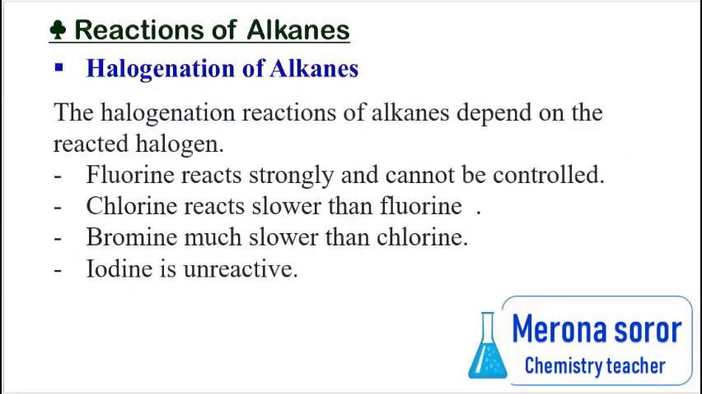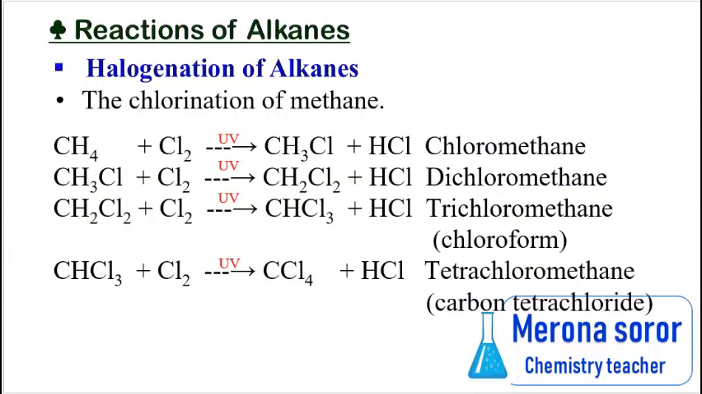The halogenation reaction of alkanes depends on the reacted halogen. Fluorine reacts strongly and can't be controlled. Chlorine reacts slower than fluorine. Bromine is much slower than chlorine. Iodine is unreactive. The chlorination of methane takes place in 4 steps.